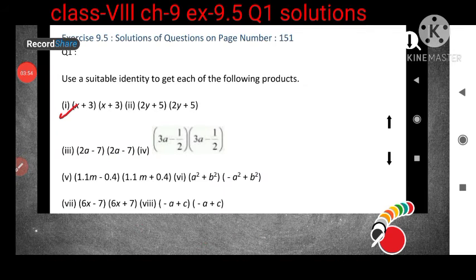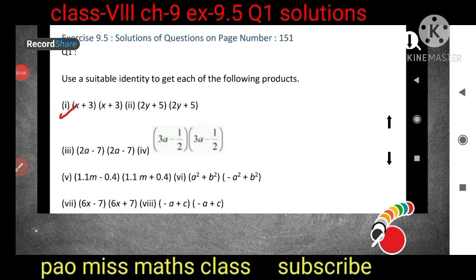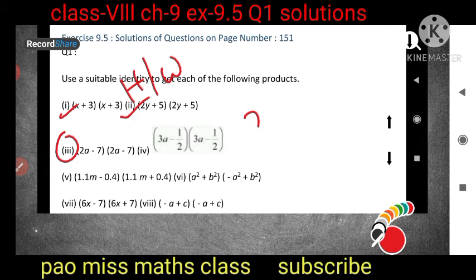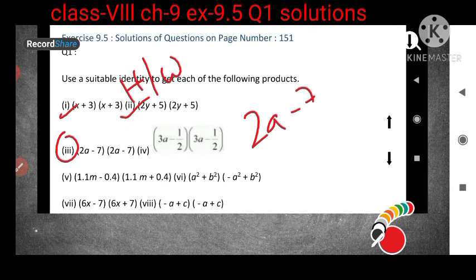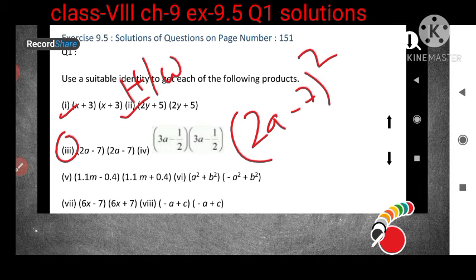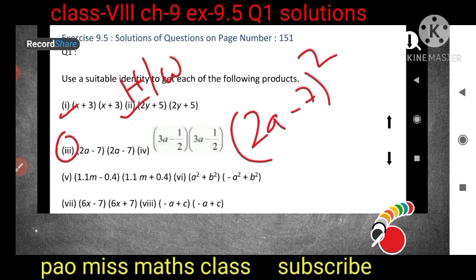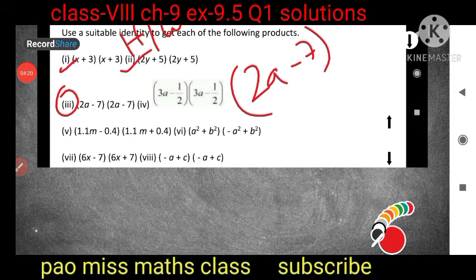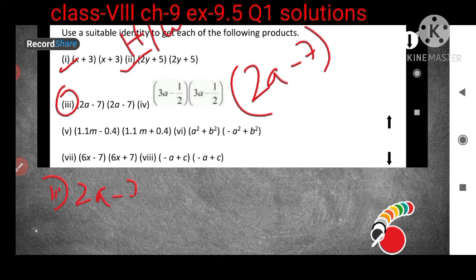Question number 2 is 2x plus 5, isn't it? This one also you can do using the first identity, so I will keep this as homework. Now question 3 is given: 2a minus 7, 2a minus 7. 2a minus 7 whole square means we will use the second identity here. We have to use the a minus b whole square identity.